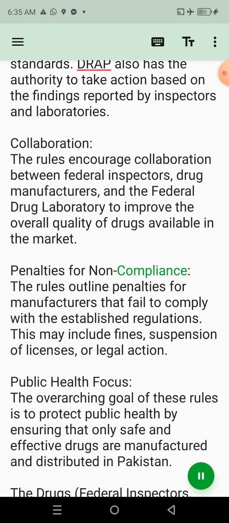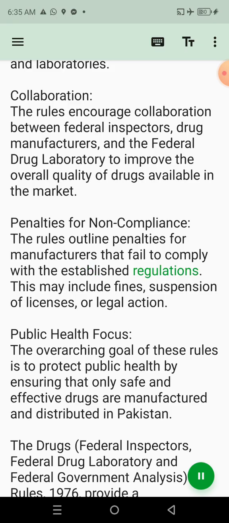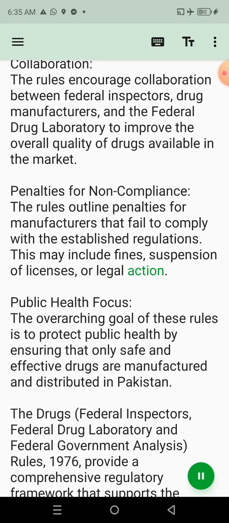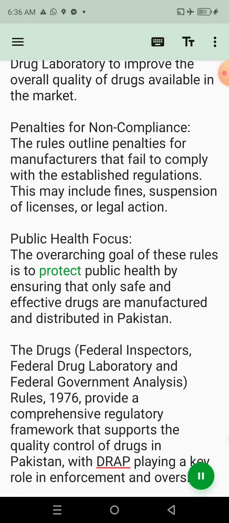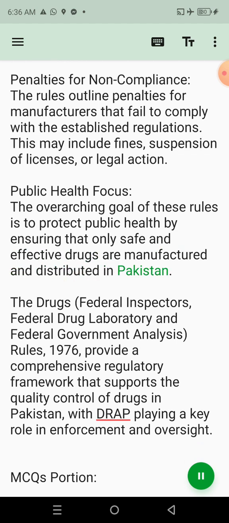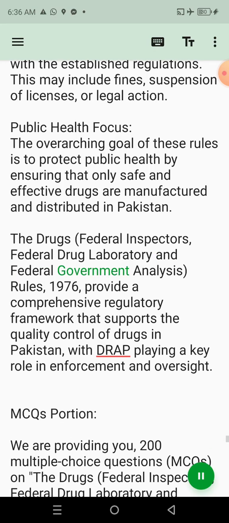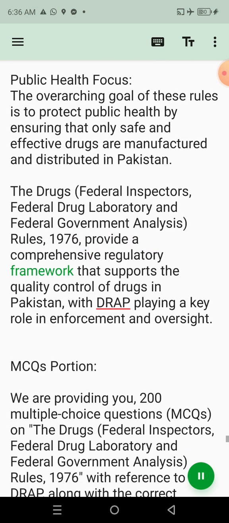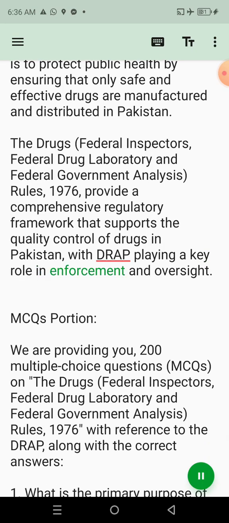Penalties for non-compliance. The rules outline penalties for manufacturers that fail to comply with the established regulations. This may include fines, suspension of licenses, or legal action. Public health focus. The overarching goal of these rules is to protect public health by ensuring that only safe and effective drugs are manufactured and distributed in Pakistan. The Drugs Federal Inspectors, Federal Drug Laboratory and Federal Government Analysis Rules, 1976, provide a comprehensive regulatory framework that supports the quality control of drugs in Pakistan, with DRAP playing a key role in enforcement and oversight.